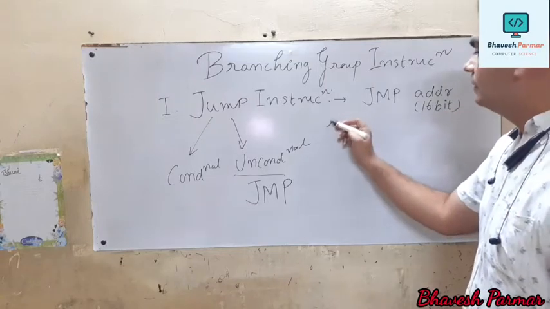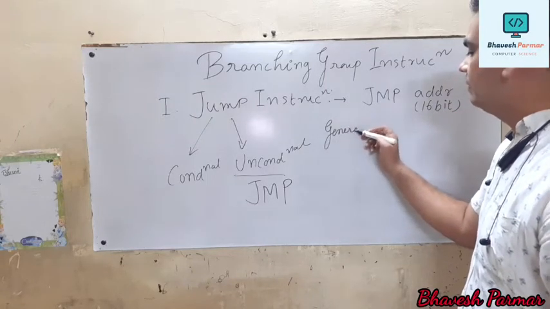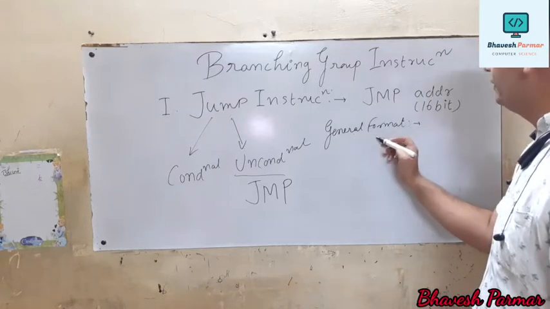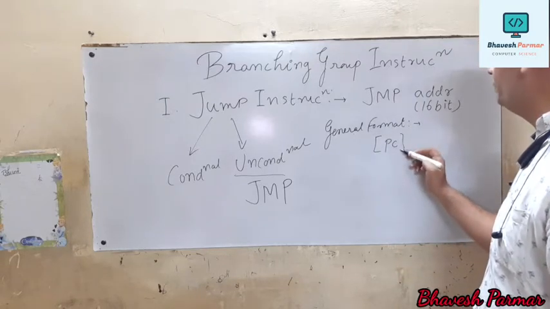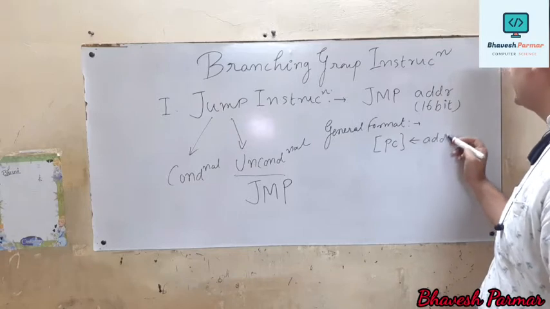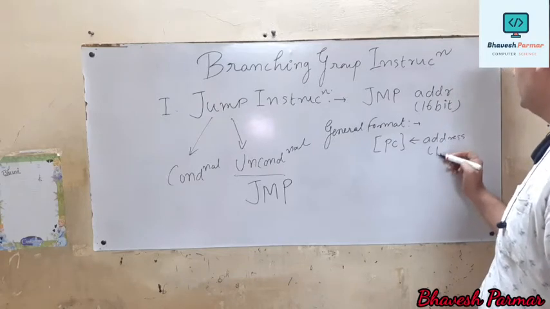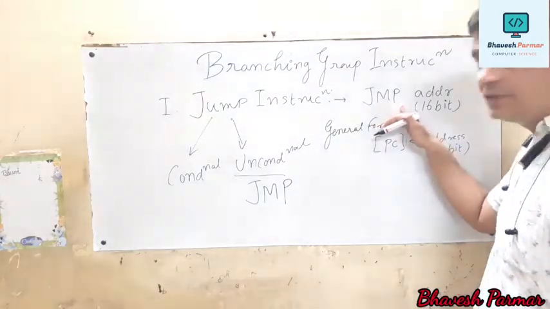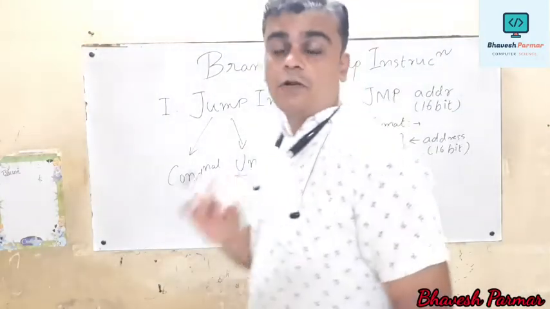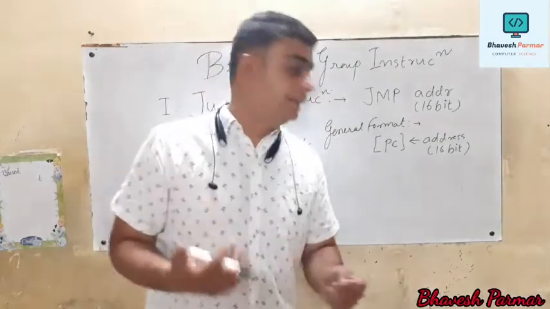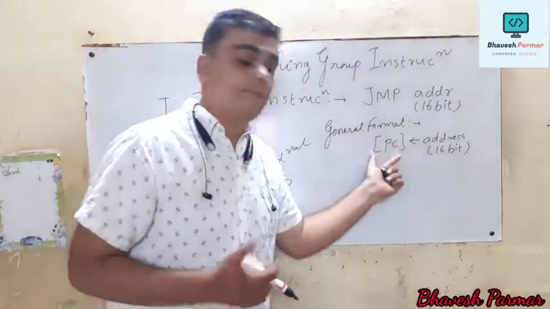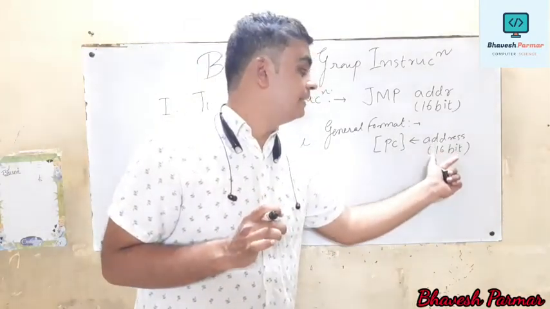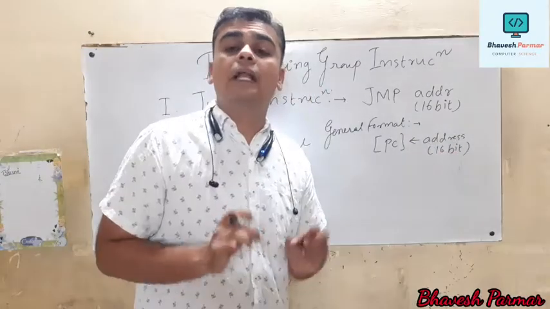Now, our general format. How can we write down the general format? In the case of the general format, we just write down content of PC arrow address. This is only a simple format for the jump instruction. So just focus on what I have written here: content of PC arrow content of address. PC means what? Program counter.